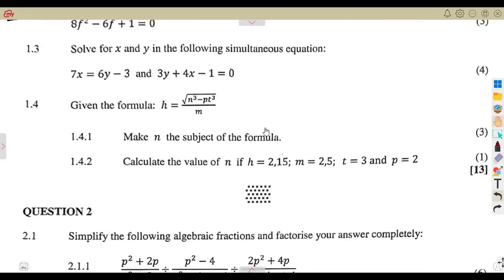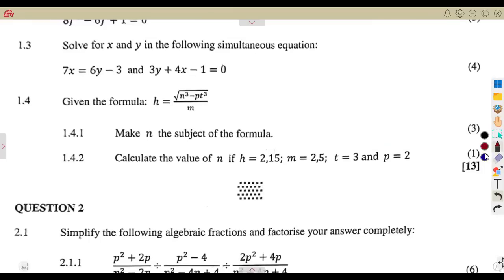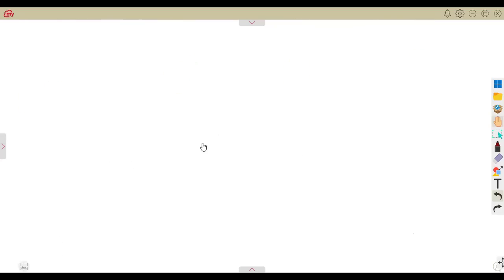In this case, 1.3 for marks. Let us consider this. Solve for x and y in the following simultaneous equations. So these are two equations, and we've got 4 marks for that. Solve for x and y. Okay, so let us see.